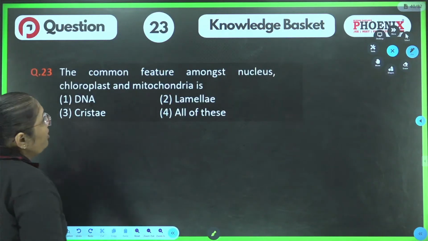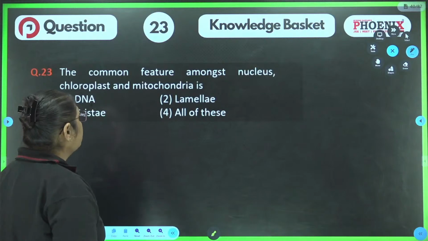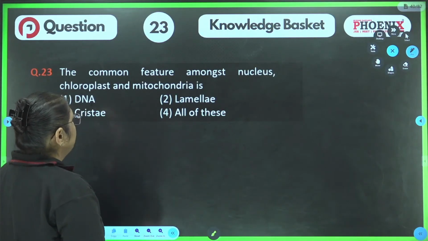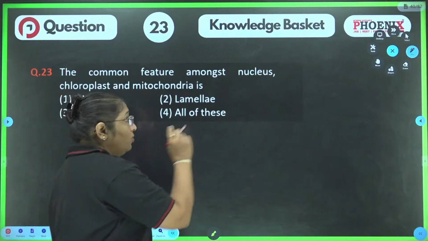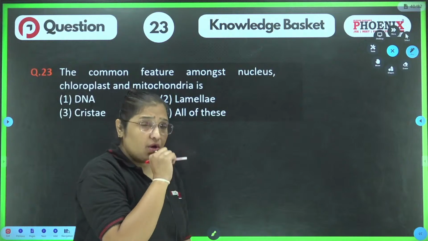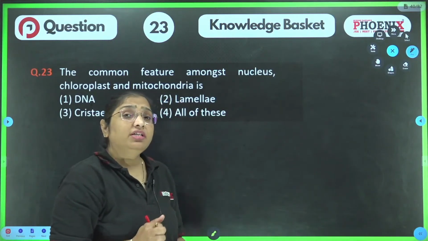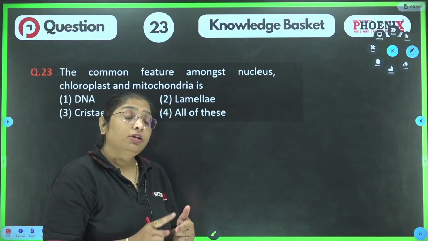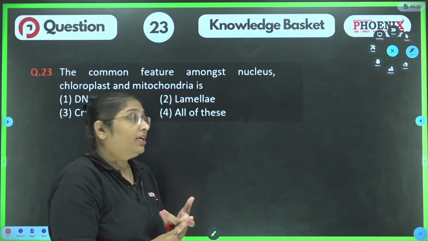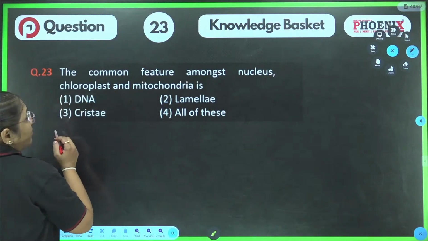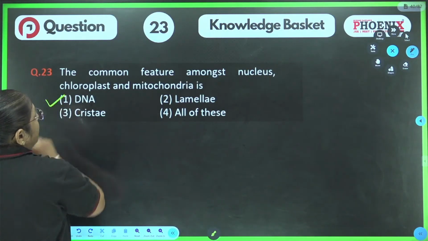The common feature amongst nucleus, chloroplast and mitochondria. We had already studied previously that there are two cell organelles, chloroplast and mitochondria, which contain their own DNA, right? Nucleus also has the DNA, so the answer is DNA.